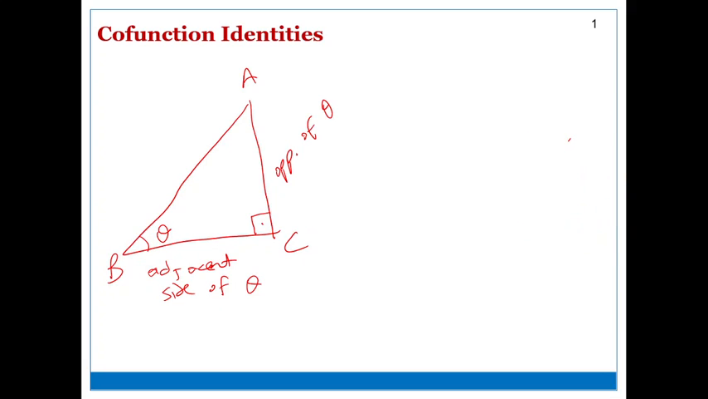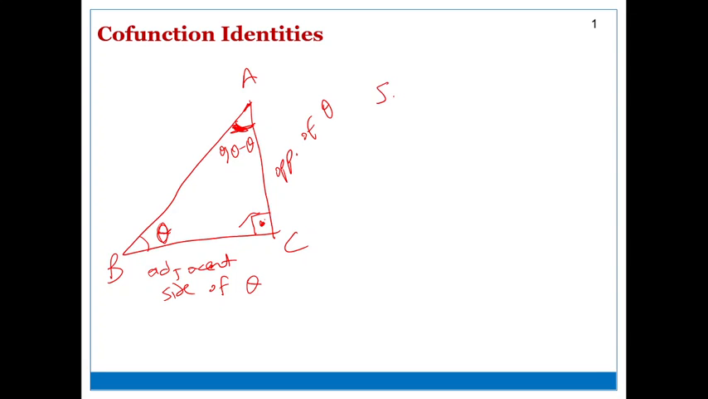So what is the other angle? This one here is 90, so the sum of this angle theta and this angle here will be 90 degrees, so this has to be 90 minus theta. When you add all of them, it will be equal to 180. So it's clear that if one of the acute angles in a right triangle is theta, then the other one is 90 minus theta.